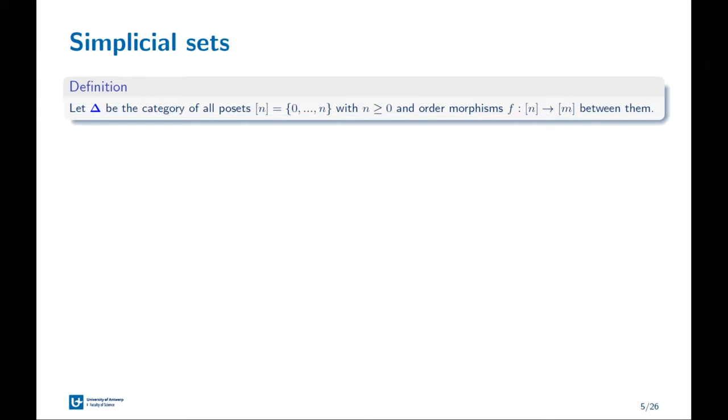The objects are all the possible posets like this, with brackets n, which are the posets of integers 0 to n with the natural order on them, classical natural order, for every n bigger than 0. And the morphisms in this category are just the order morphisms between them, so order preserving maps between them.